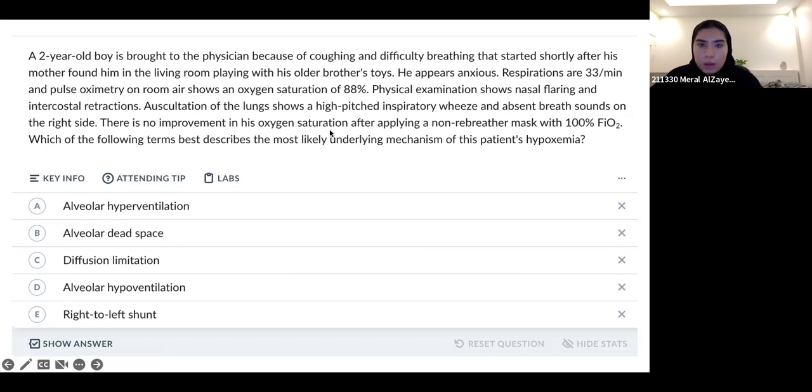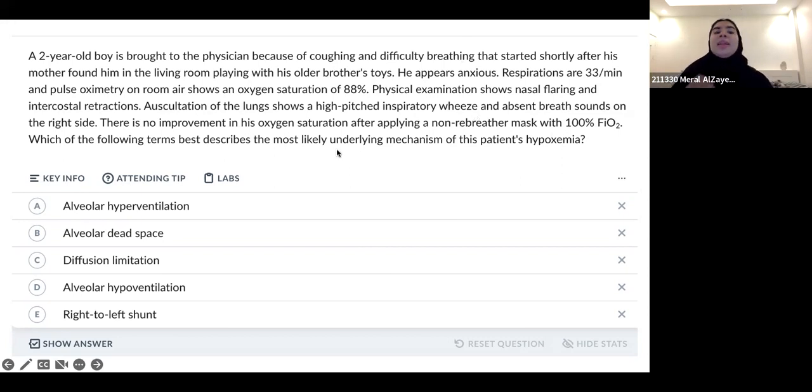Do you guys know why they mentioned the right side here? Because the right side is more common. Yes, because the right bronchus is shorter than the left bronchus and it's wider. It's easier for toys and whatever, like coins, to get stuck there. This is why they mentioned it; they're trying to hint or give you clues. And with a high pitched respiratory wheeze, you can know that there's something obstructing.